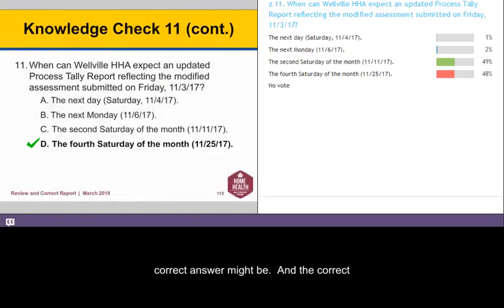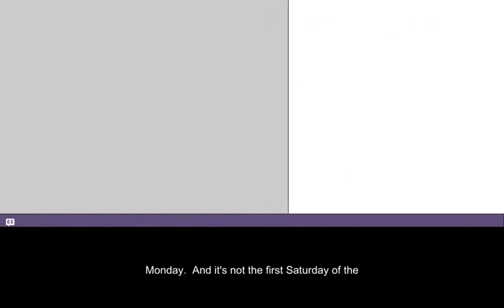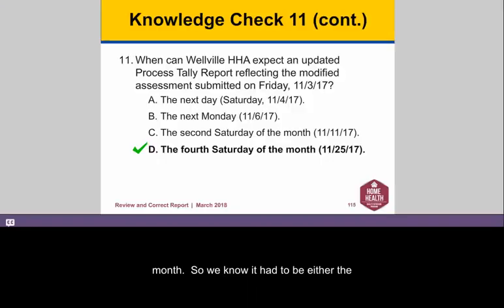And the correct answer is the fourth Saturday of the month. And do we remember why? It's not on a Monday, and it's not the first Saturday of the month. So we know it had to be either the second or the fourth. If you think back to our earlier slide, when we defined what corrections are, what calculations are done and what OASIS assessments are included in the second and the fourth Saturdays, you will understand why this modified assessment was included in the November 25th or fourth Saturday of the month calculation.